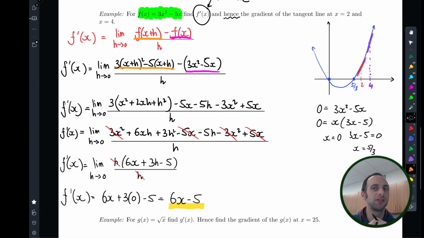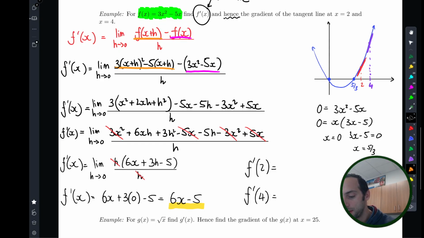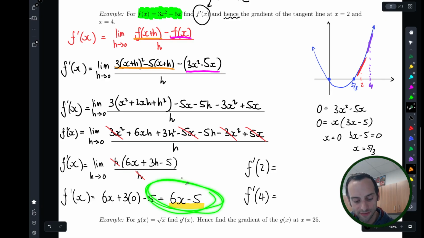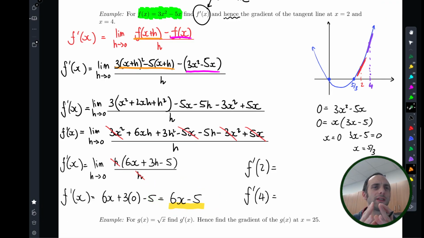The second part of the question can now be approached, which is to find that gradient of the tangent line at x equals 2 and x equals 4. And all we need to do that is take this f prime equation and substitute in our two x values. Okay? This 6x minus 5 is incredibly powerful for us. It can tell us the slope of the tangent line at any x value by simply substituting in.